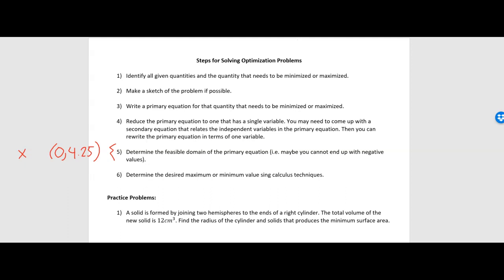But sometimes possible solutions may not be in that domain, and we have to check against it. And then we determine the desired maximum volume using our derivative techniques. So again, just things to think about when you're doing these optimization problems. Any problem that's asking you to find a minimum or a maximum, those are going to be a type of optimization problem.